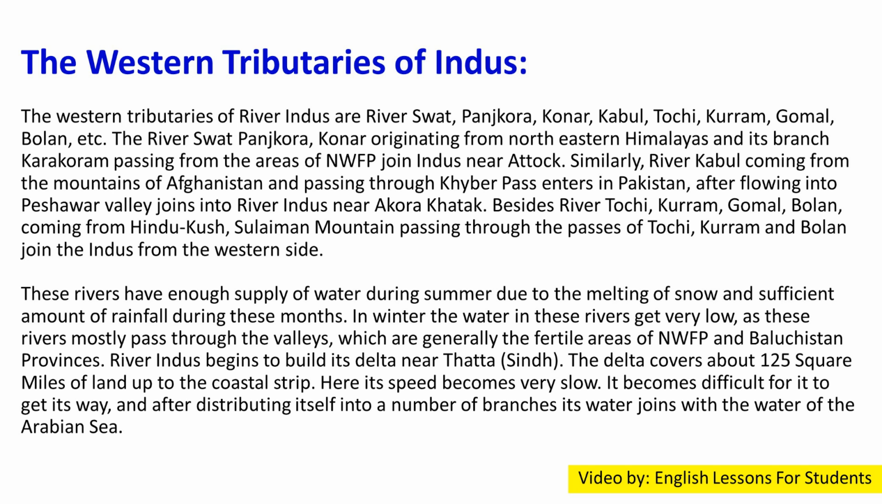These rivers have enough supply of water during summer due to the melting of snow and sufficient amount of rainfall during these months. In winter, the water in these rivers gets very low as these rivers mostly pass through the valleys, which are generally the fertile areas of NWFP and Balochistan provinces. River Indus begins to build its delta near Thatta, Sindh. The delta covers about 125 square miles of land up to the coastal strip.